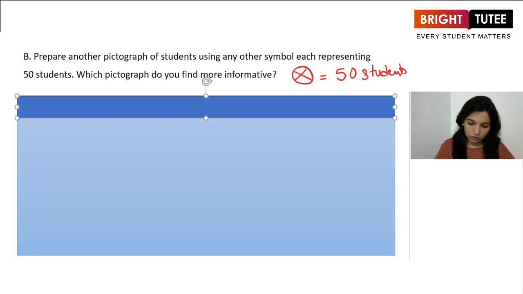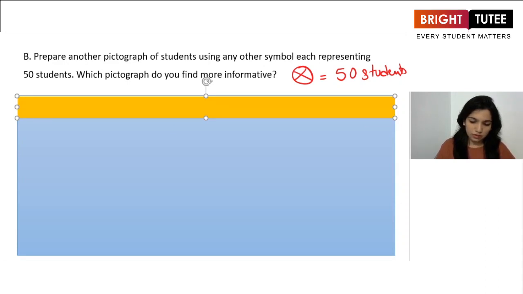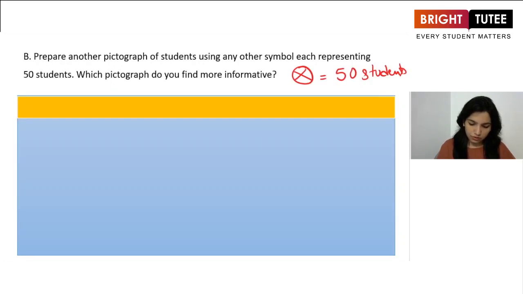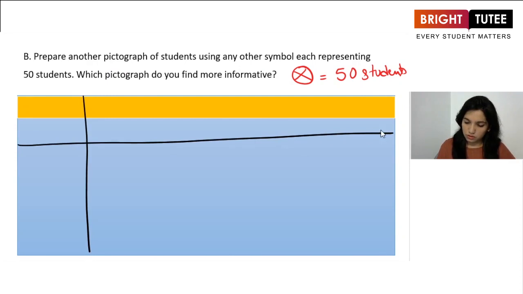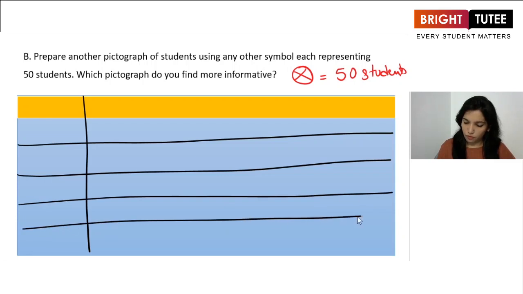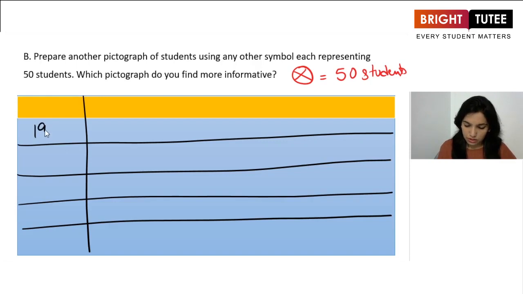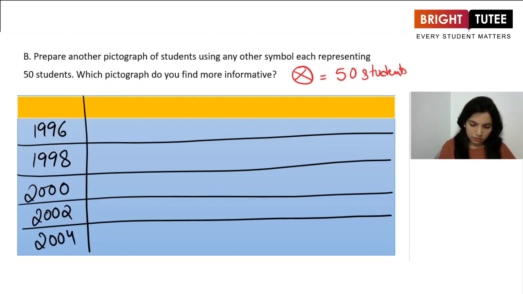Let me choose a color for this one, and then we need to have 1, 2, 3, 4, 5 years to put in here. So this is 1996 and then the gap of 2: 1996, 1998, 2000, 2002 and 2004. I hope these are the years that we have got.